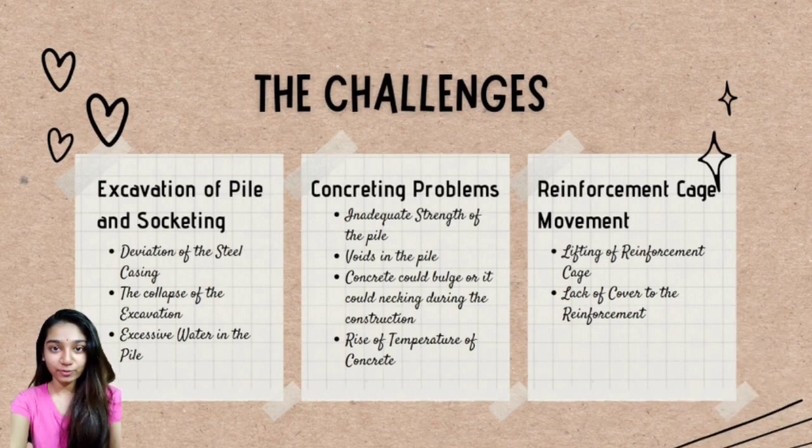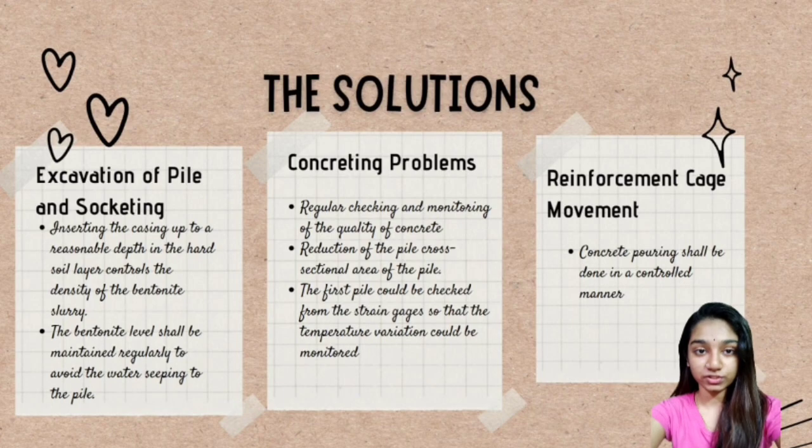For the excavation of pile, possible issues are deviation of steel casing, collapse of the excavation, and excessive water in the pile. Moving to the concrete problems, the possible issues are inadequate strength of pile, voids in the pile, concrete bulging that could cause necking, and rise of temperature of pile. Last but not least, for reinforcement cage movement, it can be lifting of reinforcement cage and lack of cover to the reinforcement. Now let us move to the solutions part.